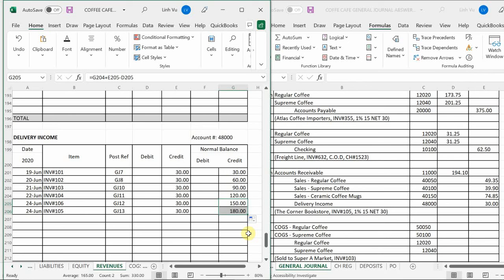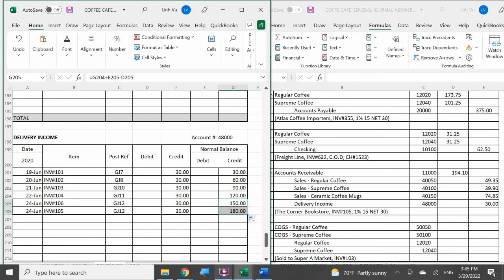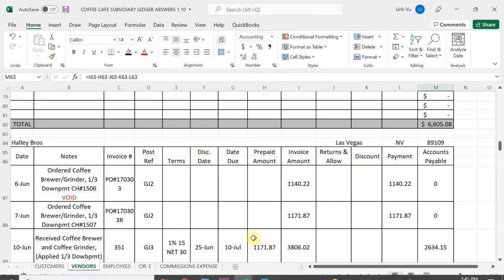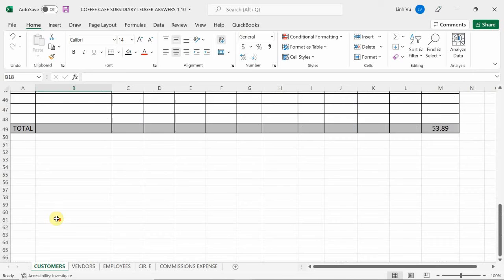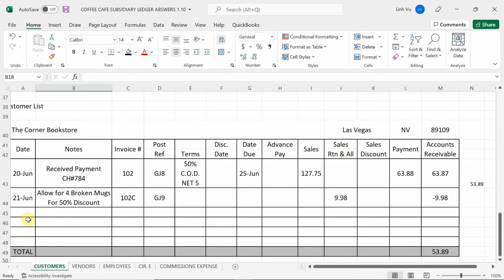You can go to the subledger. Okay. Subledger. And what do you want to do there? Go to the corner bookstore. Okay. We can do the customers. The corner bookstore should be the last customer on your list. Here you go, corner bookstore.